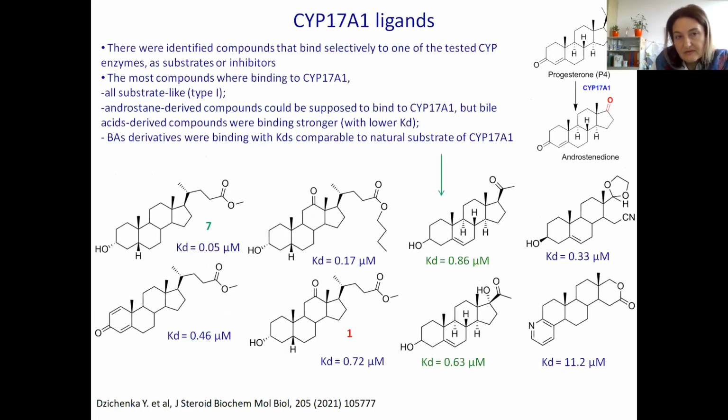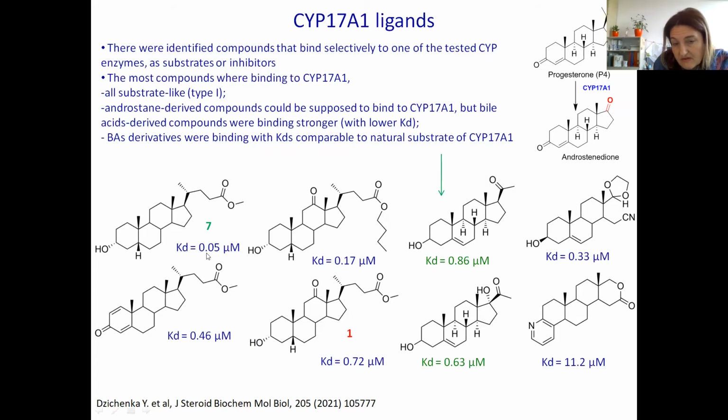So we got very interesting results. Many of the compounds from the library were binding selectively to one of the tested CYP enzymes as substrates or inhibitors, but the most compounds were binding to CYP17A1 on lyase. All of these compounds were binding as substrates. Androsten-derived compounds could be supposed to bind to this enzyme, but bile acid derivatives were binding even stronger with lower KDs. Bile acid derivatives were binding with KDs comparable to that of natural substrates of CYP17A1, progesterone, or another.